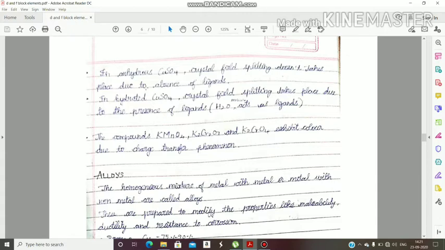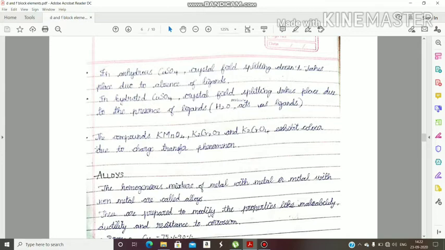The answer for that question is that in anhydrous CuSO4, crystal field splitting does not take place due to the absence of ligands. That means in anhydrous CuSO4 there is no ligand, so there is no chance of crystal field splitting, even though unpaired electrons are present in Cu2+. But in hydrated CuSO4, crystal field splitting takes place. That is due to the presence of ligands. Due to the presence of ligands, crystal field splitting takes place in Cu2+ in hydrated copper sulfate, so it exhibits color. So that is the answer for that question. That is one of the important questions.